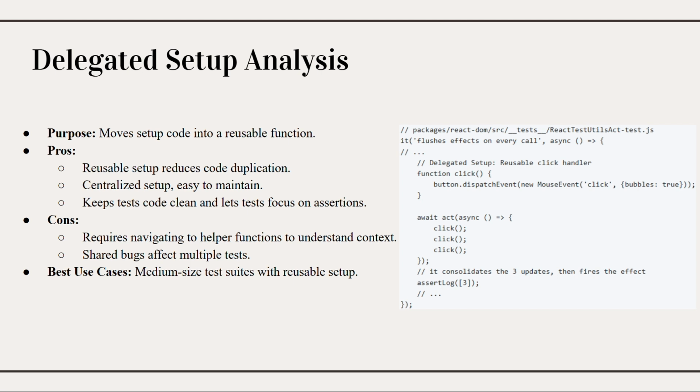However, this convenience also comes with some trade-offs to consider. A developer must navigate to the helper function to understand the test setup, and if a bug exists in the click helper function, all tests using it will fail, making the debugging harder. And if the helper function modifies global state, tests may become interdependent. So when should we use this pattern? This pattern works best for medium-sized test suites where setup is reused often but doesn't need global state management.